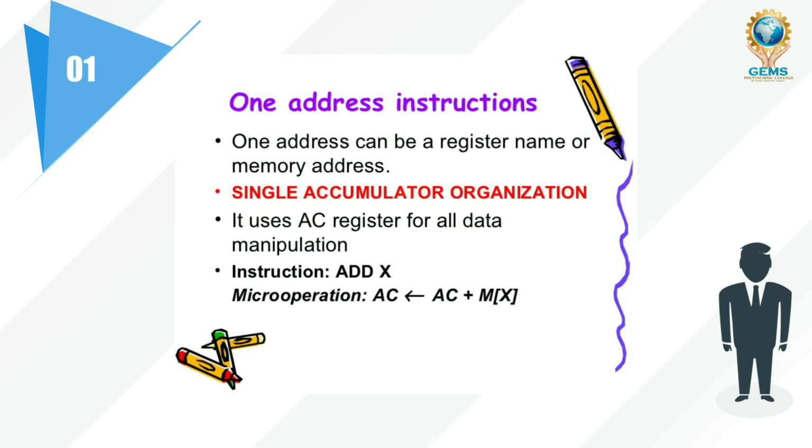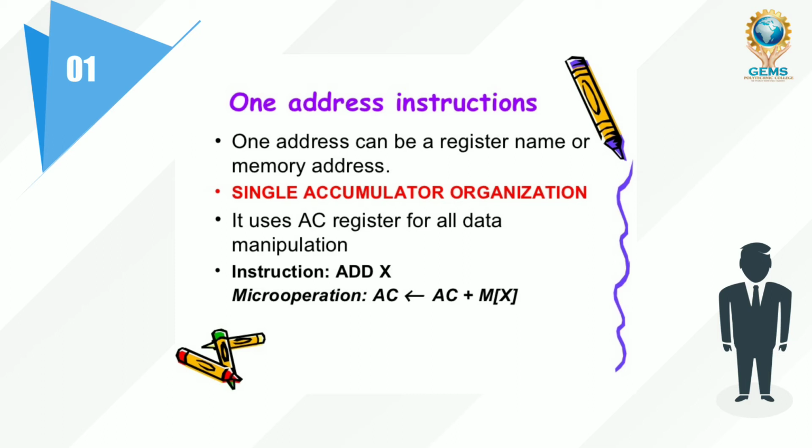Now, one address instructions. What is the difference between two address, three address, and one address instructions? Nothing but the representation, the number of places. If you are using three locations at the same time, you call it a three address instruction. If you are using two locations, a two address instruction. If you are using only one location, a one address instruction. If you don't want to use anything, you call it a zero address instruction.